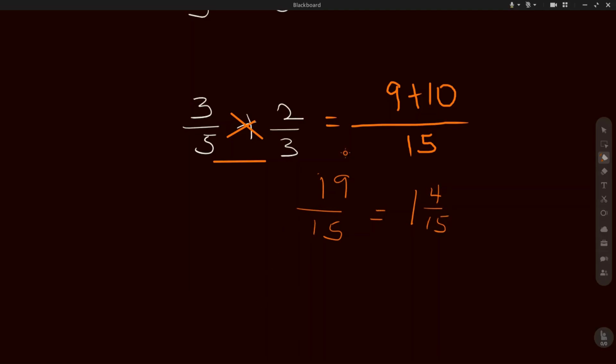So instead of going the LCM route, you can just solve it like this. Multiply across like this, then multiply the denominator.